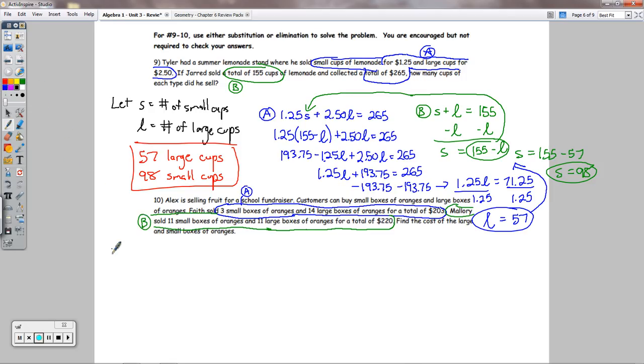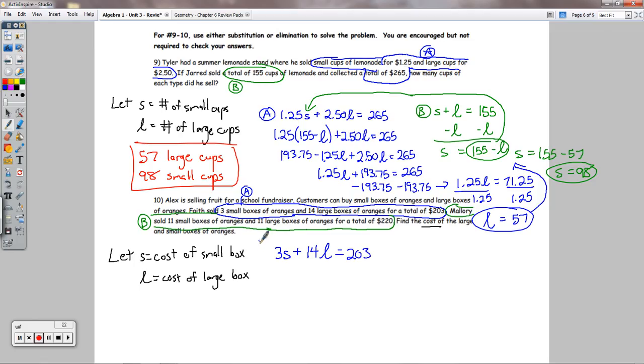So I would say that L would be a good letter for large, and S a good letter for small once again here. It says find the cost, so we want S to be the cost of a small box, and we want L to be the cost of a large box. I think those are the most sensible letters to use for our variables in this case. And so we would have 3 times the number of small boxes plus 14 times the number of large boxes would have to equal 203.